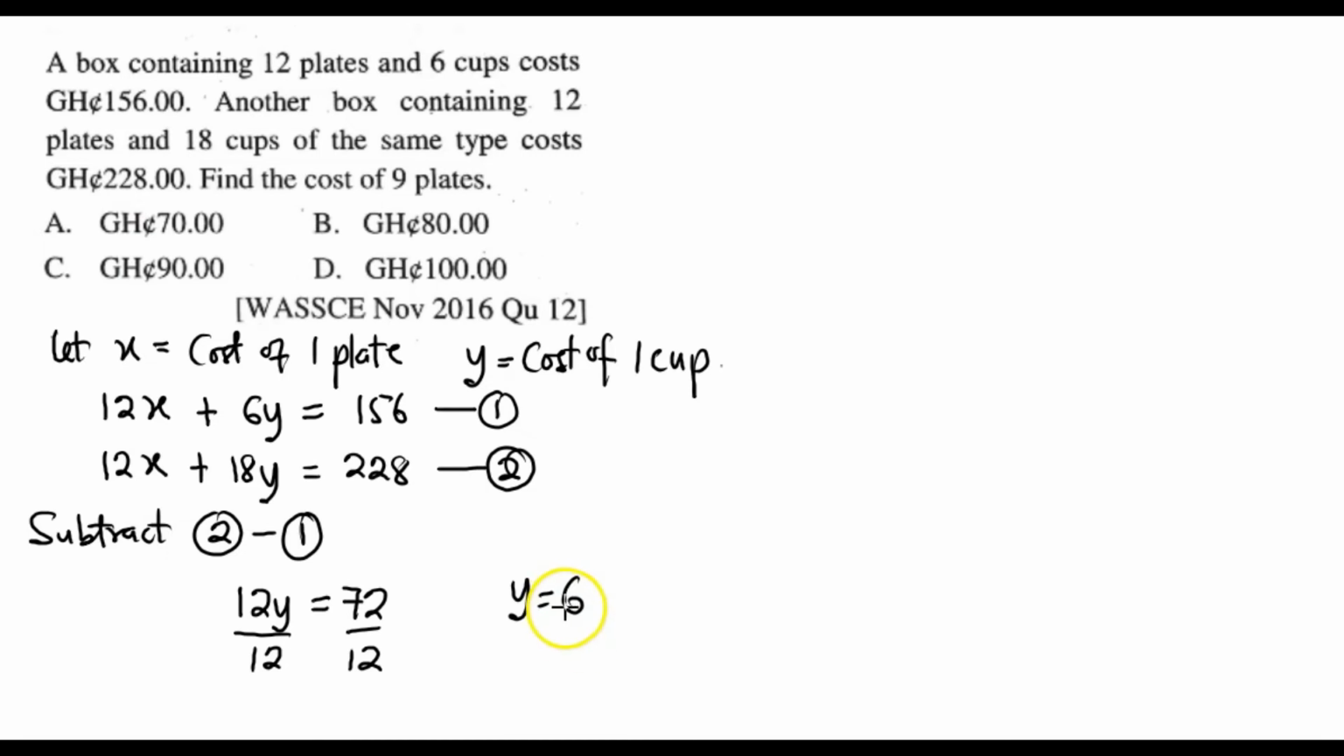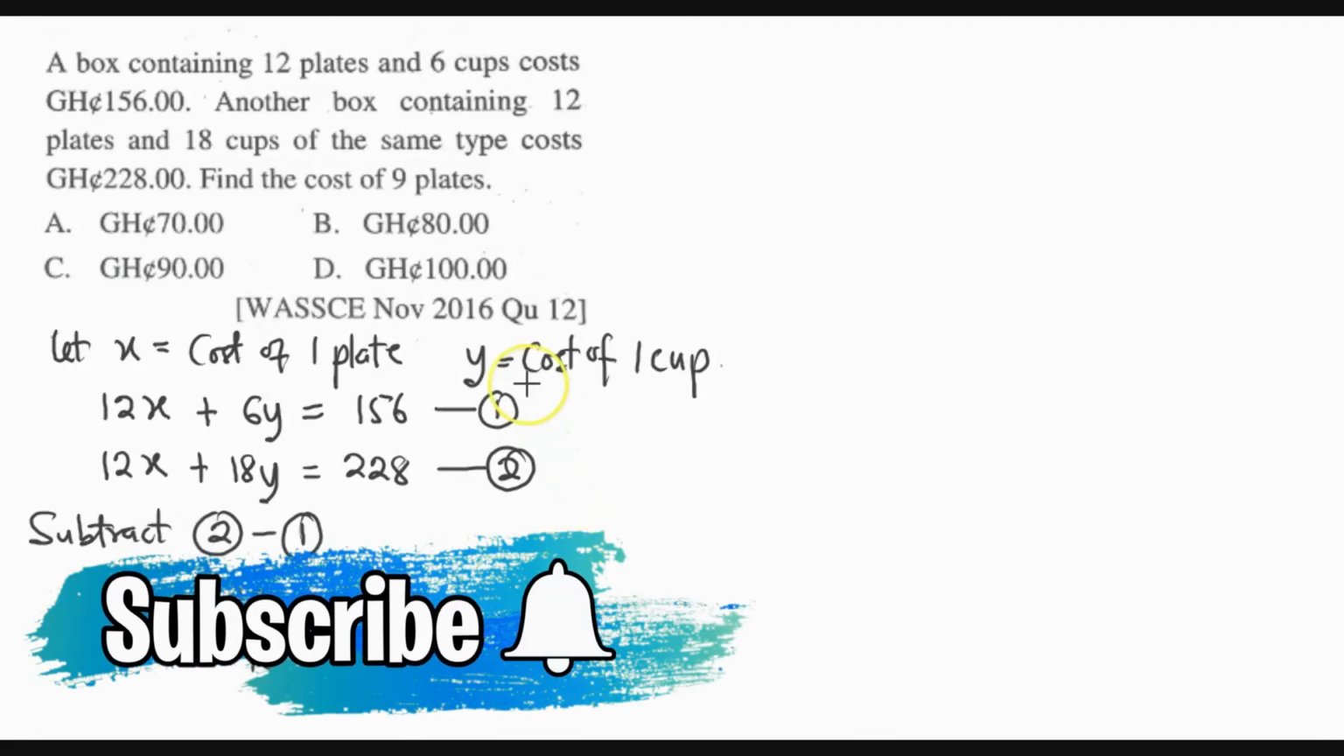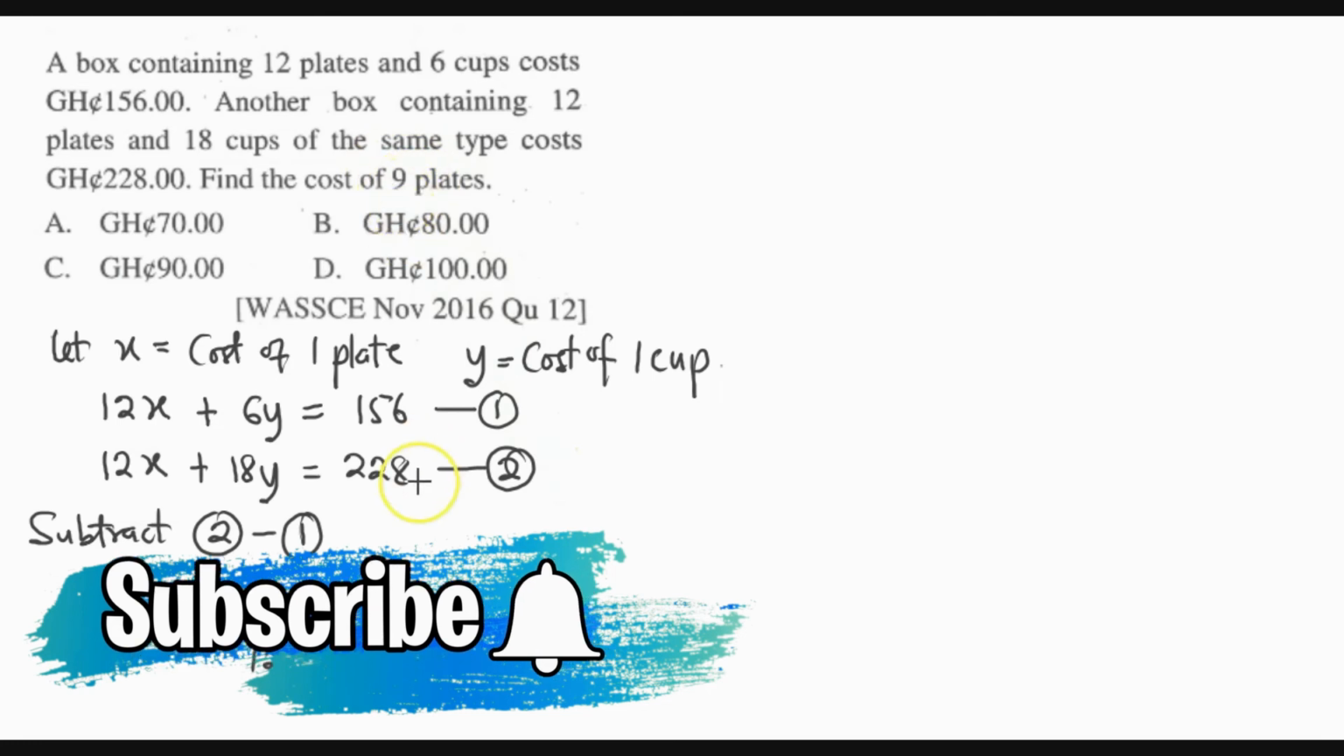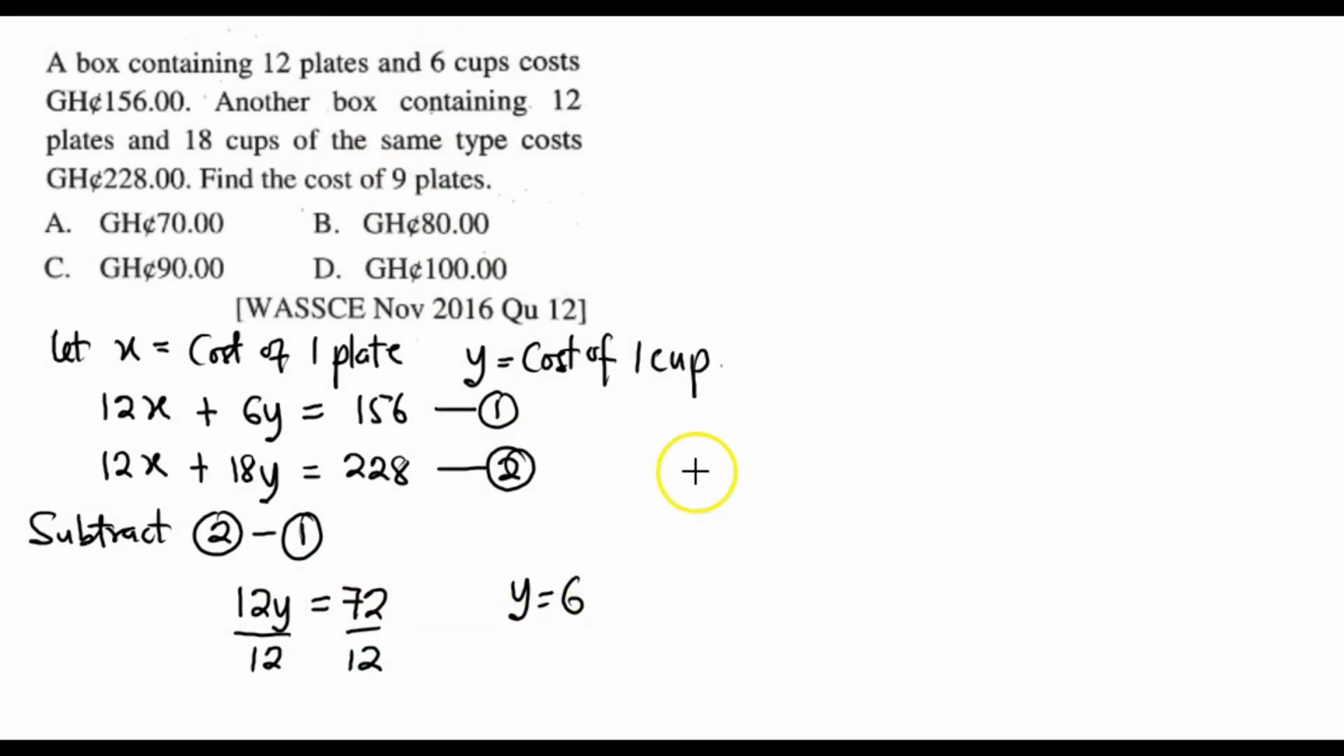So we know the cost of 1 cup to be 6 Ghana cedis, but we are not interested in the cost of 1 cup. We are only interested in the cost of plates, because that can help us find the cost of 9 plates. Hence, to get the cost of 1 plate, we substitute y into any of the equations.